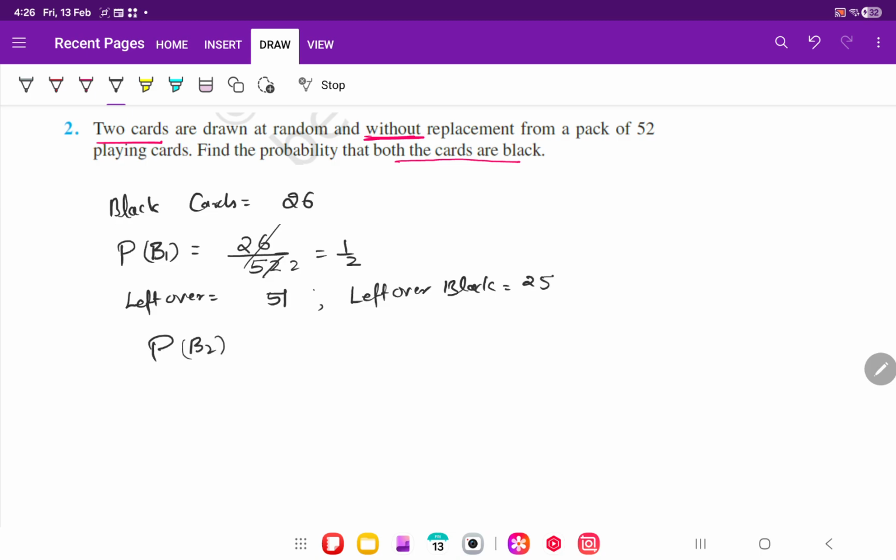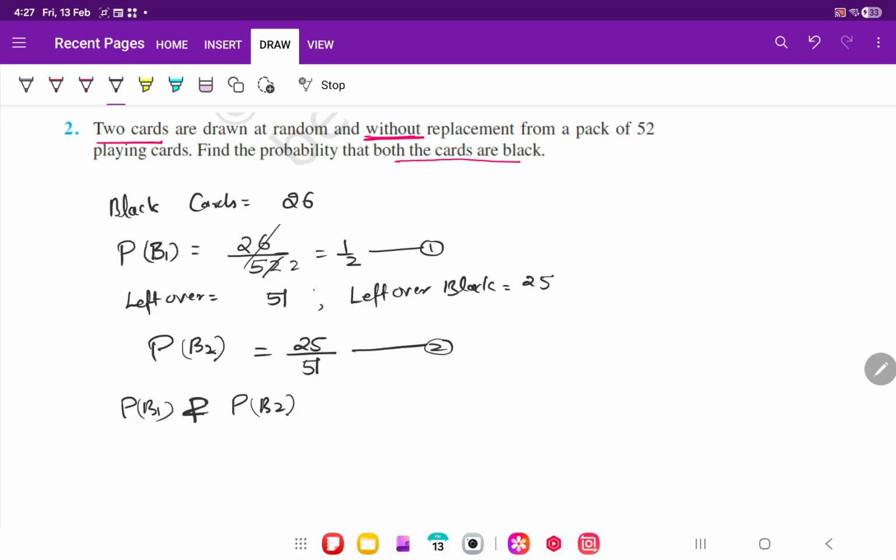So what is the probability that second is black? Out of 51, only 25 are left black. So probability will be 25 by 51 for second card, correct? So this is for first card, this is for second. So we want first should be black and second should be black, correct?